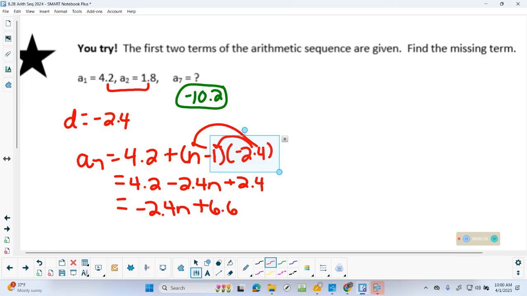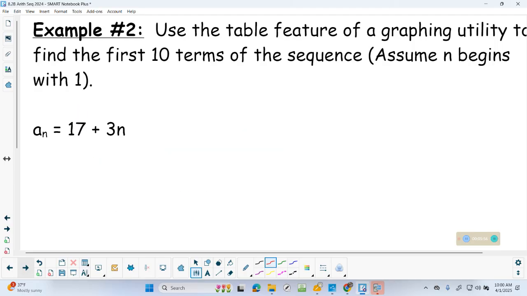Then all you have to do to get the seventh term is put a 7 in there and punch it in your calculator, and that will get it. Because you said you didn't have the 0.2, Derek, I'm guessing you just accidentally typed something wrong. Yeah, you put it at 6.8. Little things, little things.